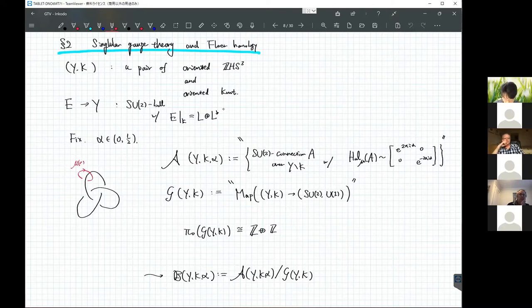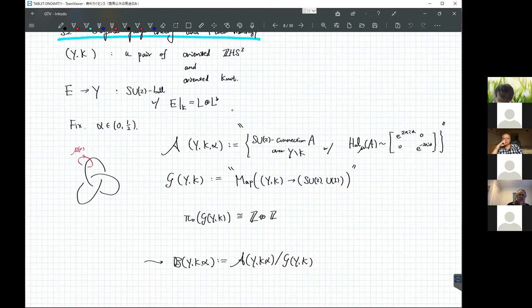And fix alpha in the open interval between 0 and 1/2. Okay, and a singular instanton, or singular connection, is, roughly speaking, an SU(2) connection over the knot complement with such holonomy conditions. Over here. Okay, such holonomy conditions.